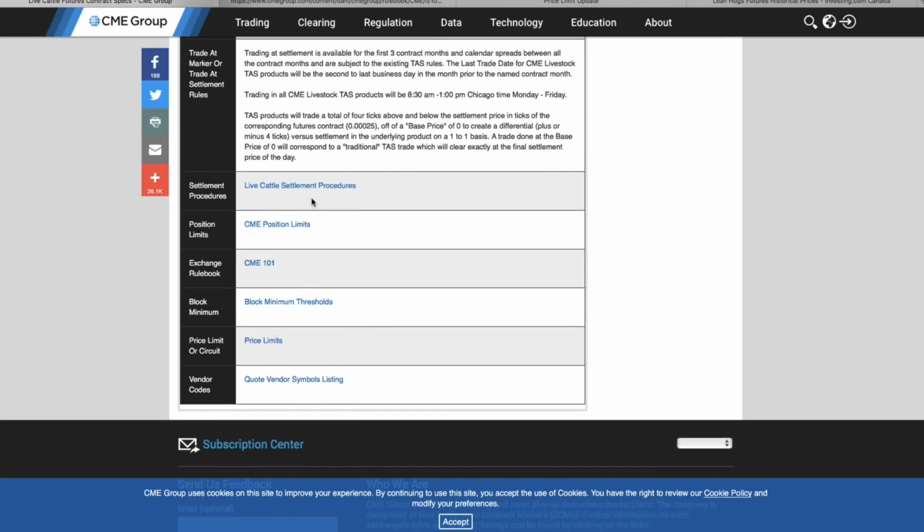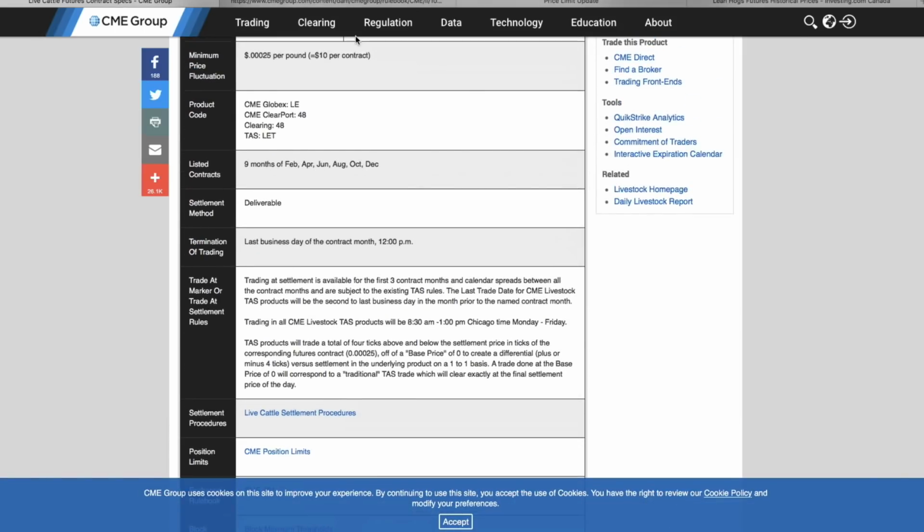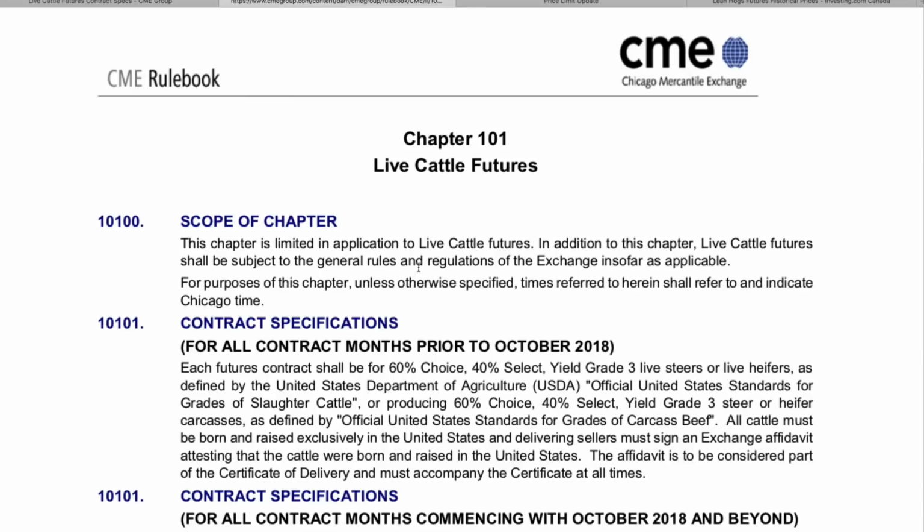If you keep scrolling down, you'll get to position limits. We really don't need to know that. Live cattle settlement procedures. We're not actually going to take settlement and delivery of live cattle. CME 101, if you click on that, it's got a lot of good information on there. Let's have a look at what that looks like. It goes through the whole contract.